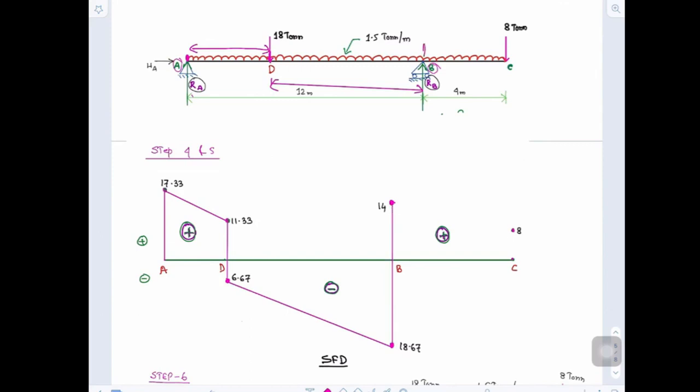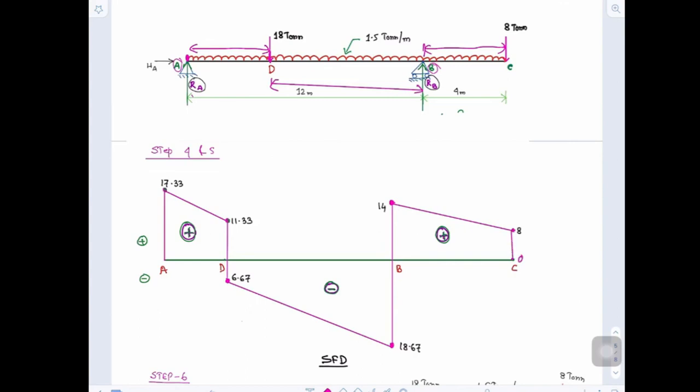Similarly, from B to C there is a UDL. So what will be the shape of the SFD? It will be again an inclined straight line. So 14 and 8 will be connected by an inclined straight line. This 8 and 0 are at the same point, so I need to connect by a vertical line.